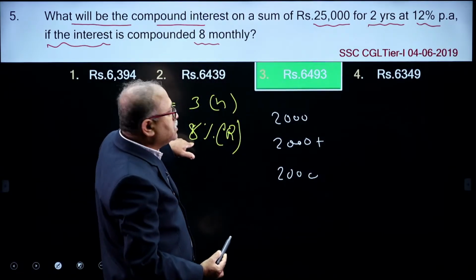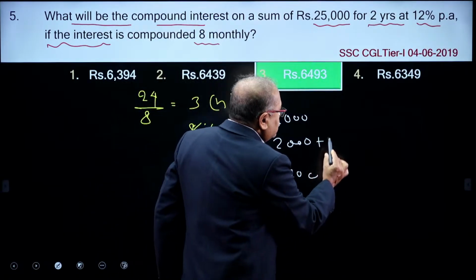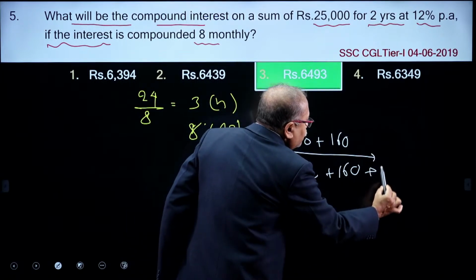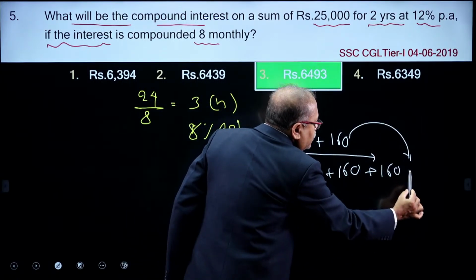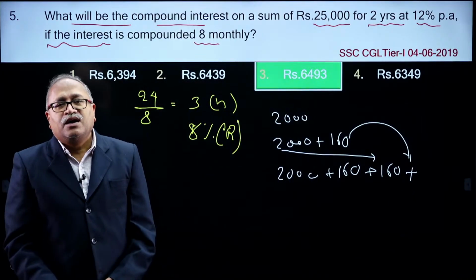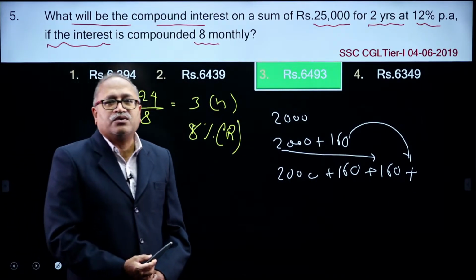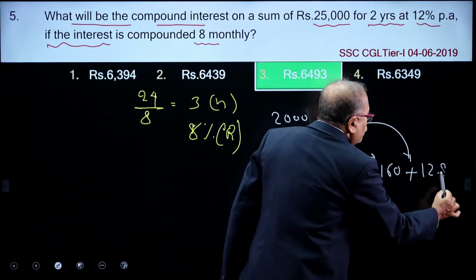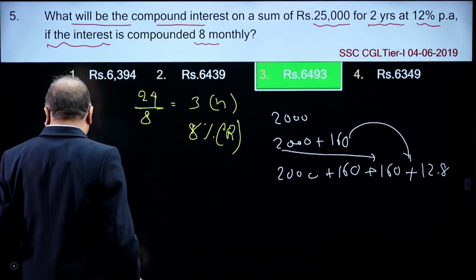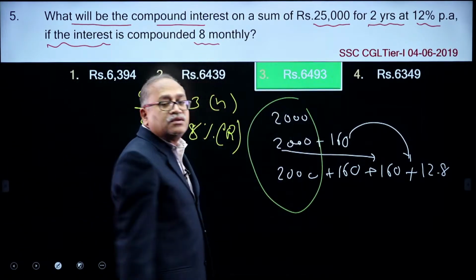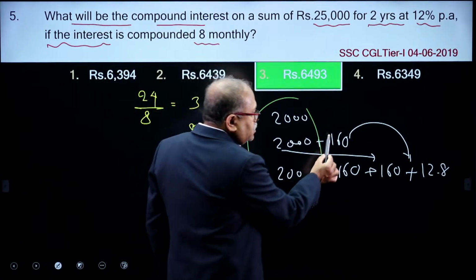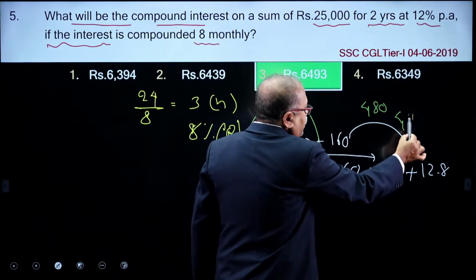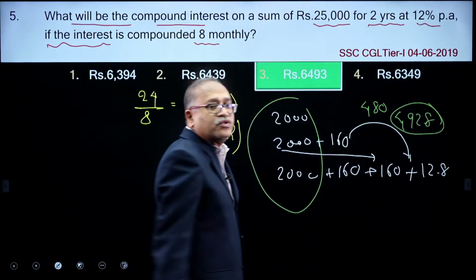Are we working on 8%? Yes, 8%. That comes 160, and here also I will get 160. On this 2,000 I will be getting 160, and on this 160 I also should get 8%, and that is 12.8. So, this is the overall figure. That means I am getting this one as 6,000, plus another 480 plus 12.8, that is 492.8, I can consider 493.